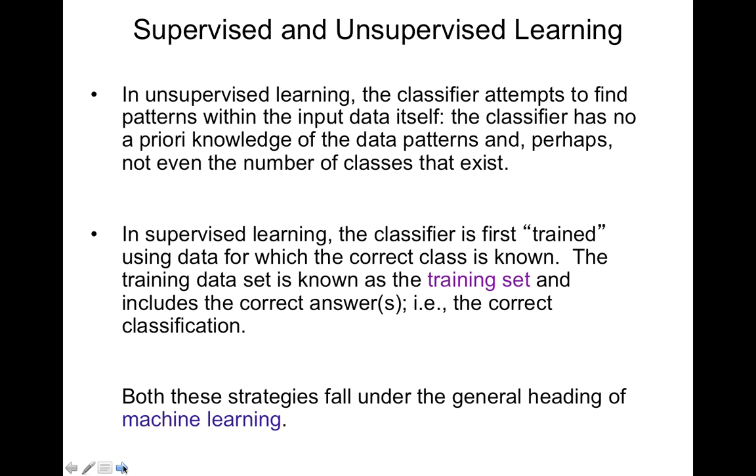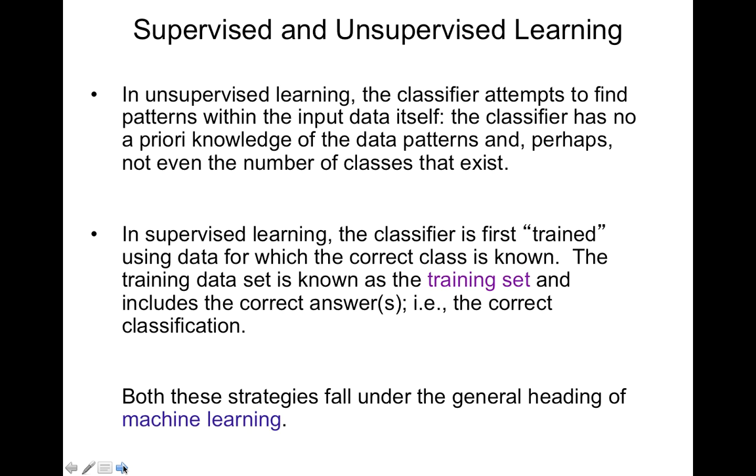So in unsupervised learning, basically the classifier will try to find patterns within the input data with no a priori knowledge of any data patterns, and perhaps not even a knowledge of the number of classes or categories that actually even exist. So this is unsupervised learning.